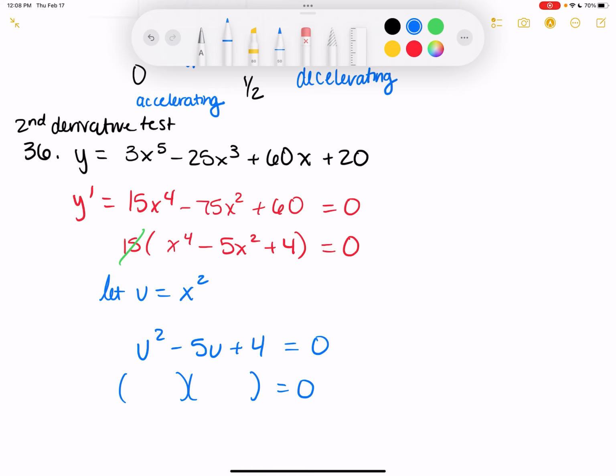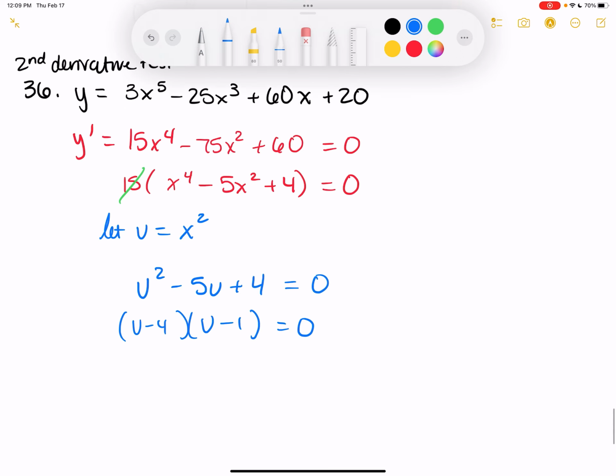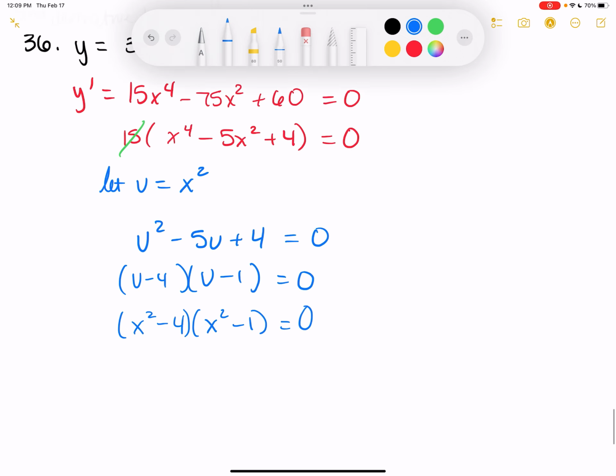So x minus 4, x minus 1, or I guess I should actually say u, because I don't want to confuse that. So now that I factored it, I've made my life a little bit easier, I'm going to plug the x squared back in. So I'm going to have x squared minus 4 times x squared minus 1 equals 0. Now I'm going to split it.